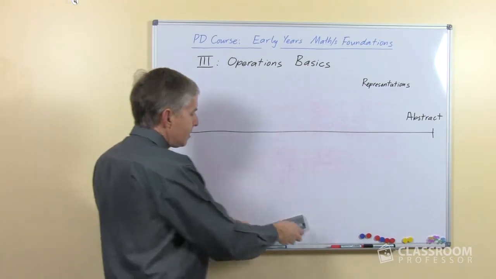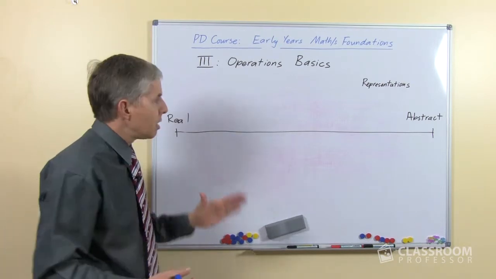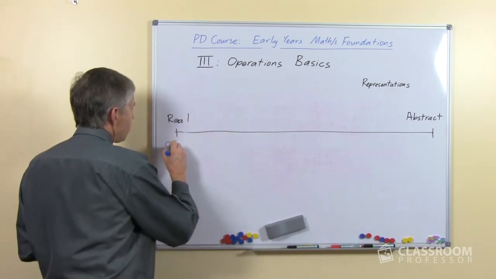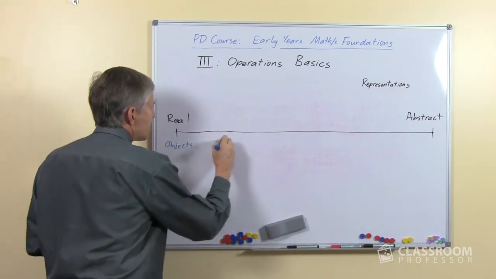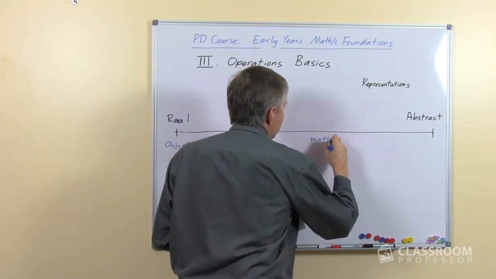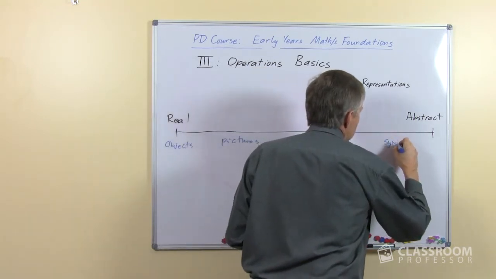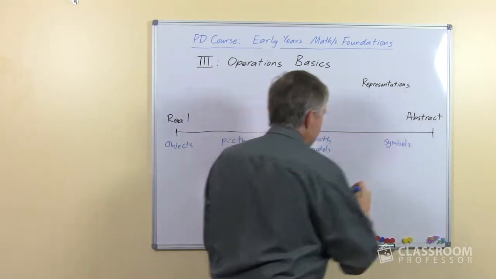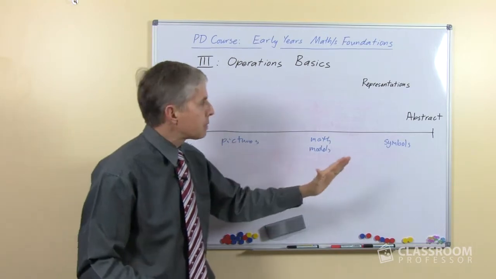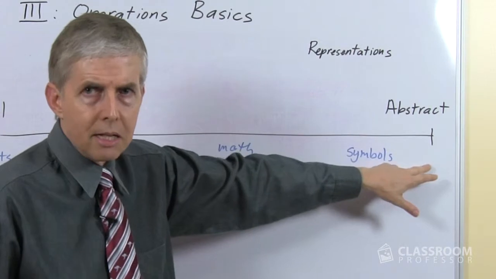So the different representations, the different ways of representing an operation can be thought of as being somewhere in that continuum. And so, as I said before, down at this end we have objects, we have pictures, we have math models, and we have symbols. And so, moving from left to right, things are becoming more and more abstract. Notice the symbols are not quite at the end. They're not as abstract as they could be in a sense.